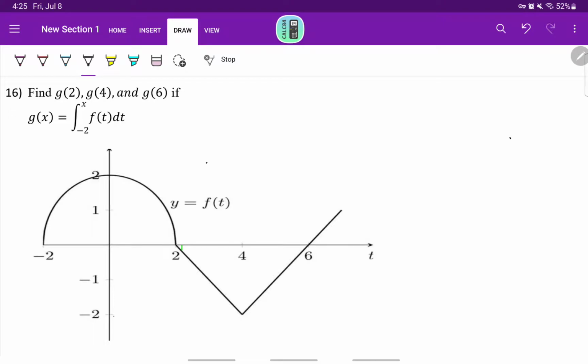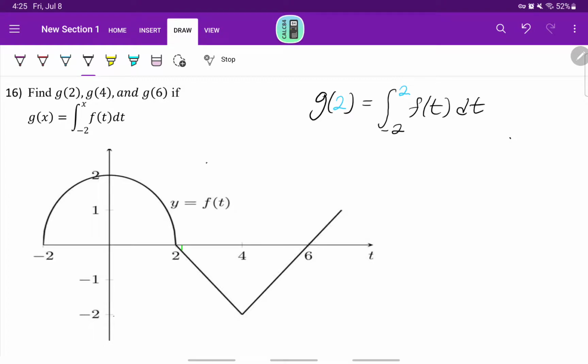So I want to find g of 2. That means wherever I see an x in my function, I'm going to plug in 2. So g of 2 is going to equal the integral from -2, because x is 2, to +2 of f of t dt.